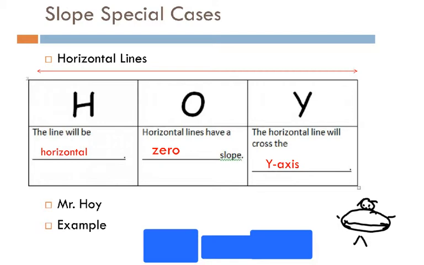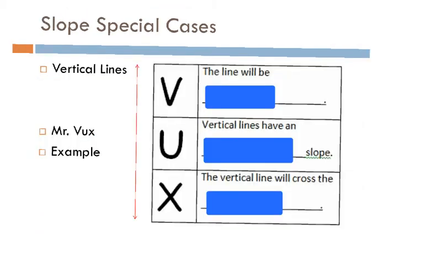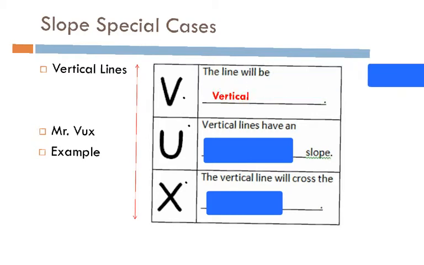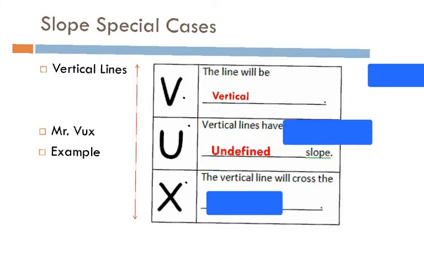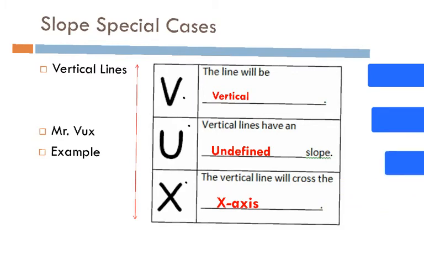Okay. And we also have a Mr. Vux. So Mr. Vux, or V-U-X, tells us what a vertical line slope's going to be. So vertical line, that's the one that goes up and down. The line will be vertical. That's what our V stands for. Vertical lines have an undefined slope, and the vertical line will cross the x-axis. So Mr. Vux, he's very tall and lean in his stature.